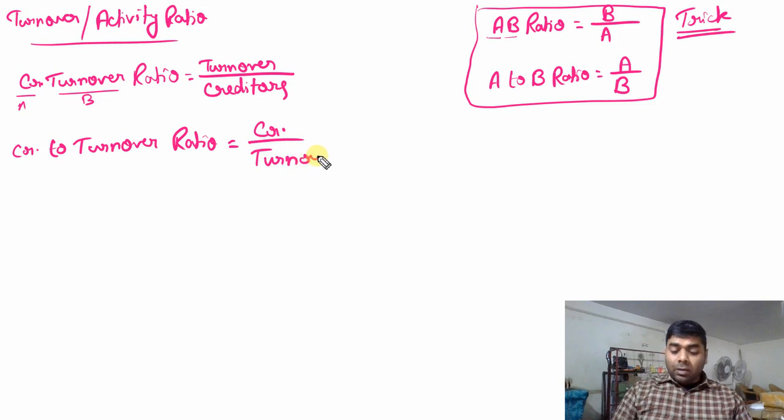Now you will ask why I have written turnover here, because in the book something else is given, and why I have written creditors here, because in the book something else is given. Nothing else is given in your book. This is a trick. So listen here, what is the turnover for the creditors?